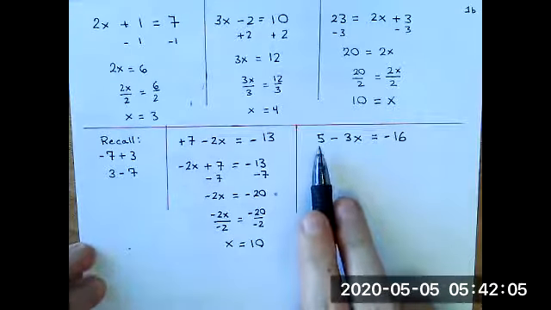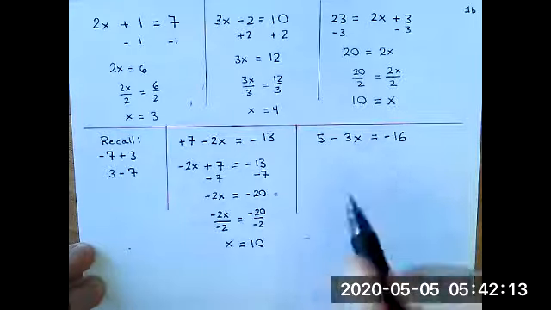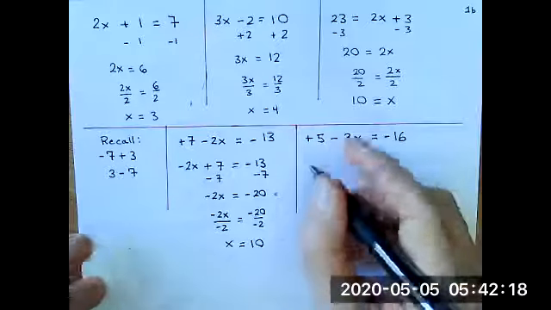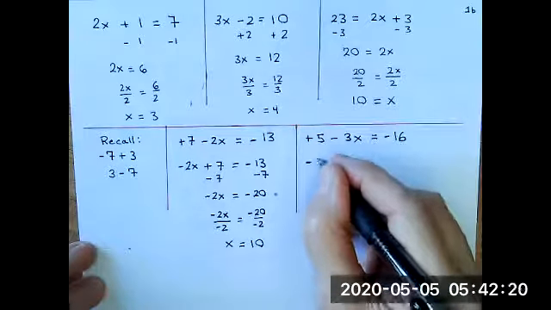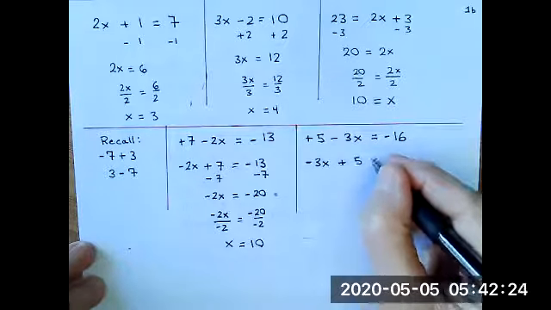Again, it's not required, but don't forget that this minus belongs to the 3. That means the 5 is positive, and you can trade them. It can make the problem easier.